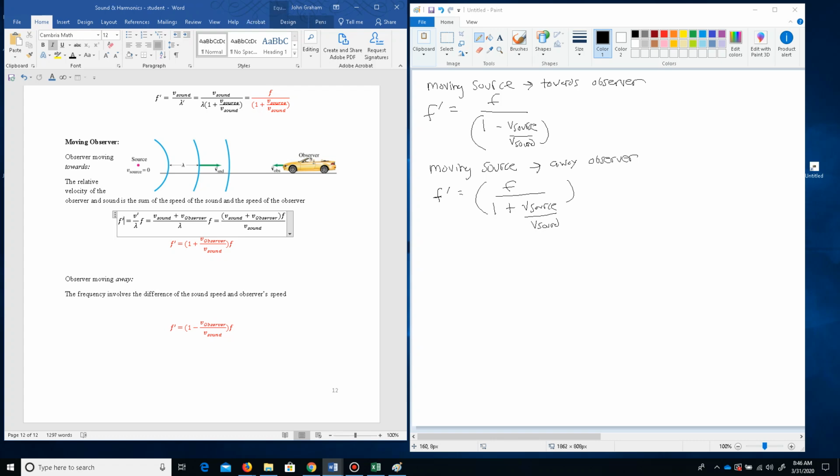So in a very similar way, if we have a moving observer moving towards, you have the new frequency equaling 1 plus v observer over v sound times the old frequency. And then for the moving observer moving away, the only thing that changes is your negative sign.